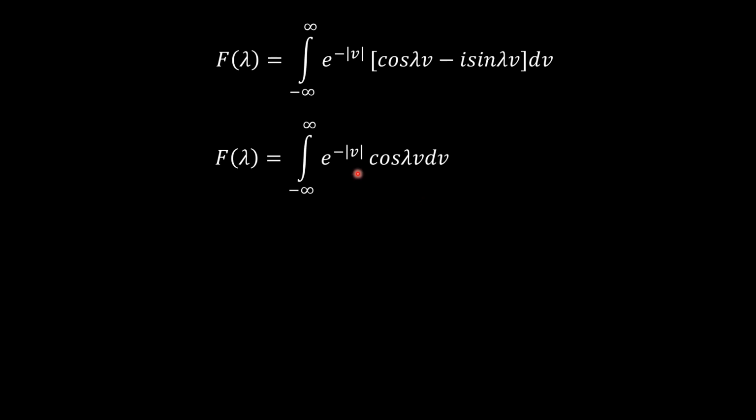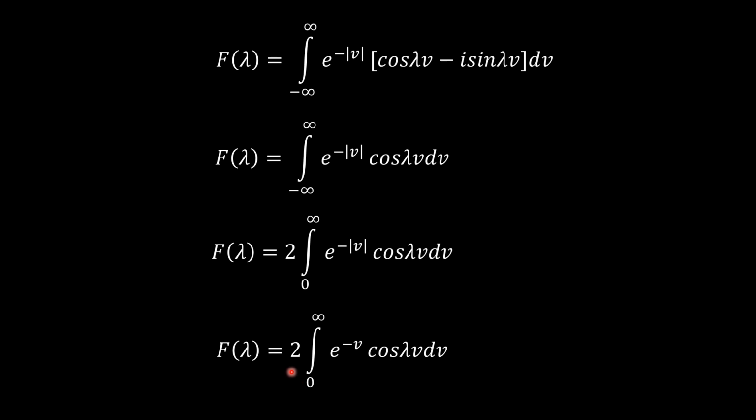Now e raised to minus mod v and cos lambda v are both even functions, and so is their product. Hence we can write F of lambda as 2 times integration from 0 to infinity e raised to minus mod v cos lambda v dv. Now, as our interval is from 0 to infinity, that is, only positive values, mod v is equal to v in the positive interval. Therefore F of lambda now becomes 2 times integration from 0 to infinity e raised to minus v cos lambda v dv. Now we will simplify it further using a formula.